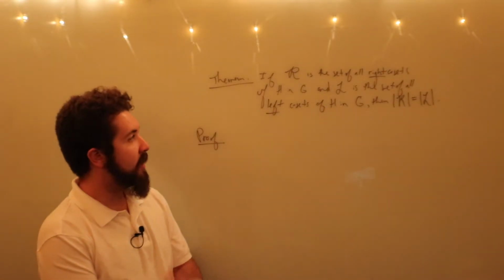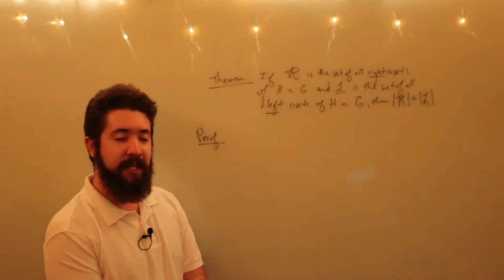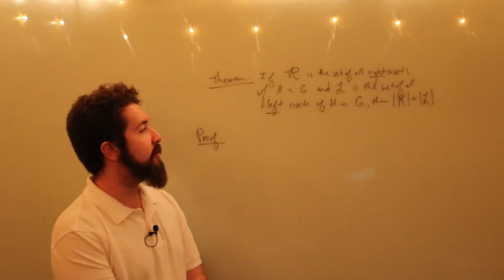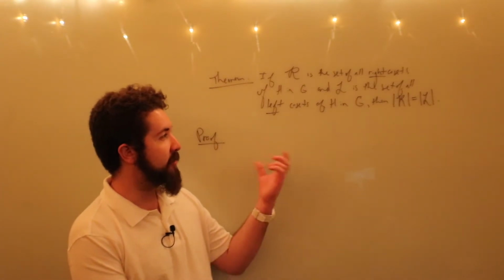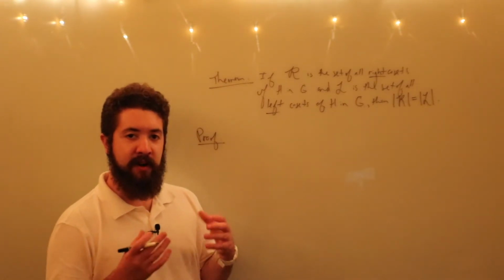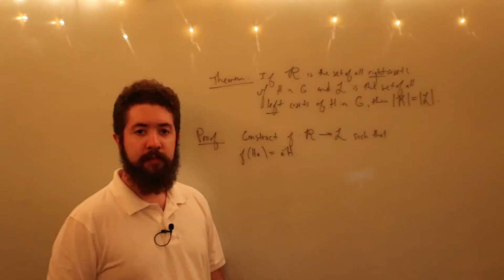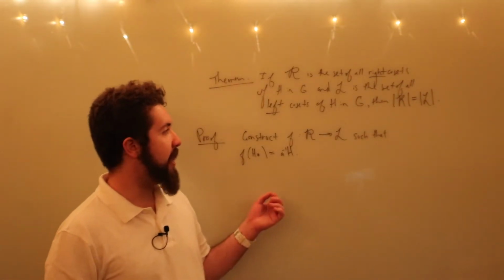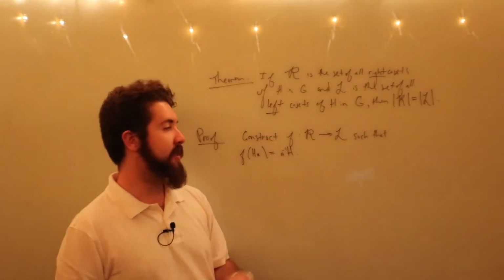All right, next theorem. If R denotes the set of all right cosets of H in G, and script L denotes all the left cosets of H in G, then the cardinality of the two sets have to be equal. In other words, there have to be the same number of left cosets as right cosets. All right, so to prove this, we want to construct a map from the set of all right cosets of H in G to the set of all left cosets of H in G.